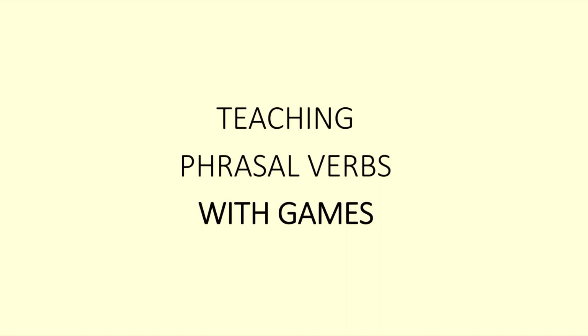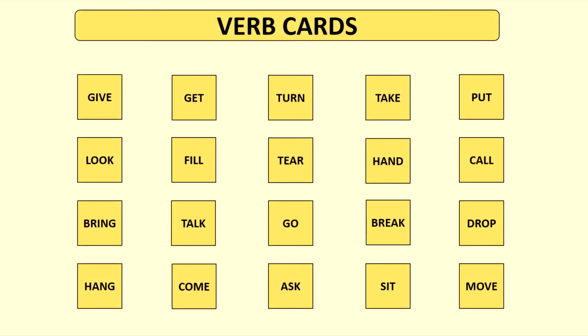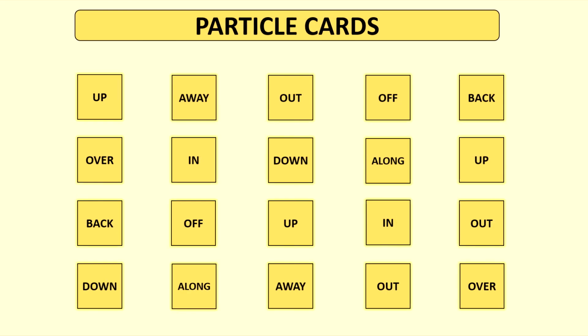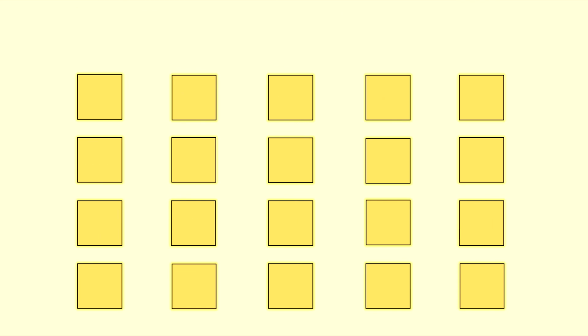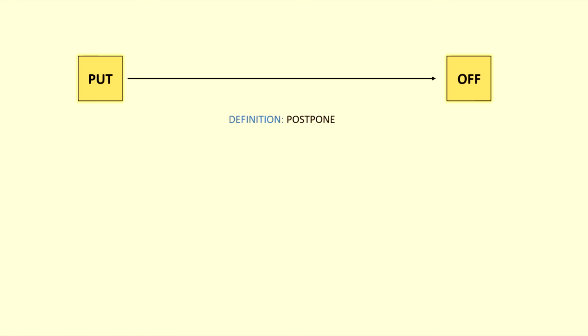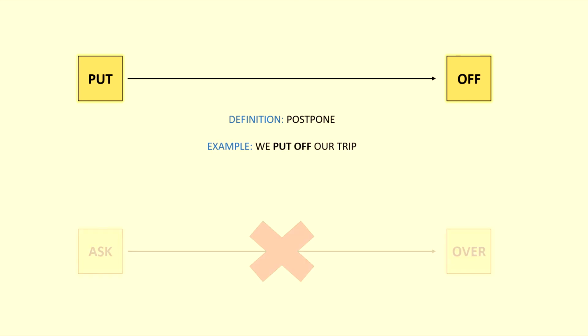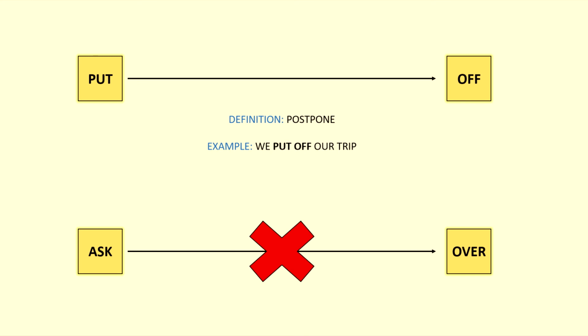Teaching phrasal verbs with games. Prepare 20 verb cards and 20 particle cards for each small group of students. The students shuffle the verb cards and place them face down on a desk or table. Then, they should do the same for the particle cards. The first student in each group turns over one verb card and one particle card. If there is a phrasal verb match, the student should give a sentence using the phrasal verb to show that the student knows its meaning. If there is no match, the student should say that.